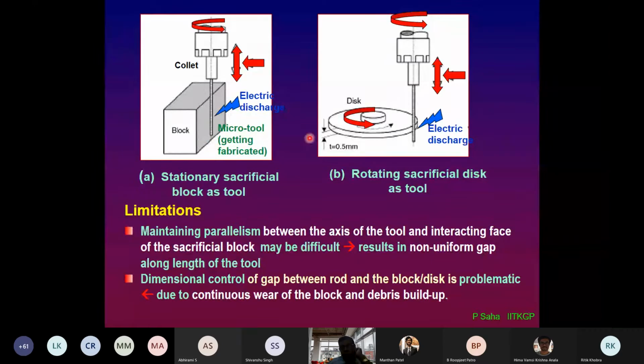Okay, similarly think of another arrangement where we have a rotating disc whose thickness may be around say 0.5 millimeter. It is rotating along its own axis from the center. Now here this is the spindle, and through this collet this rod is mounted, and from this rod in steps we will be making the micro tool. So again we connect the power supply, locally inject the dielectric, flooded with the dielectric, and when you apply the voltage pulses, electric discharge will be created.